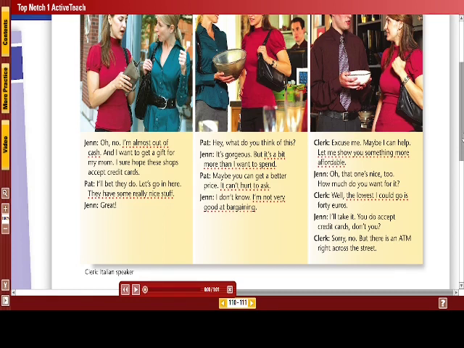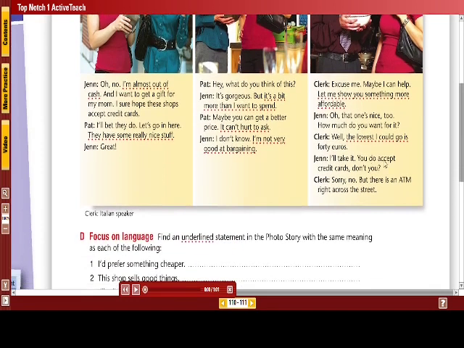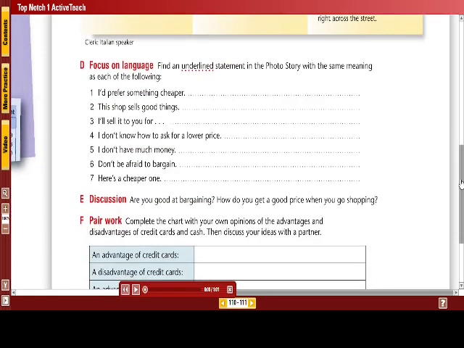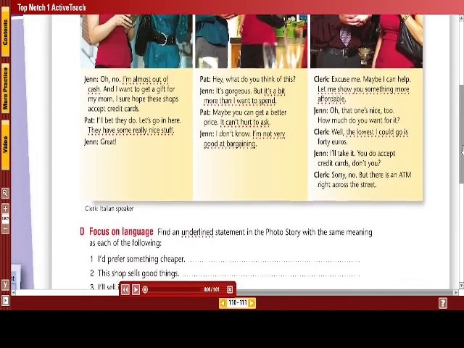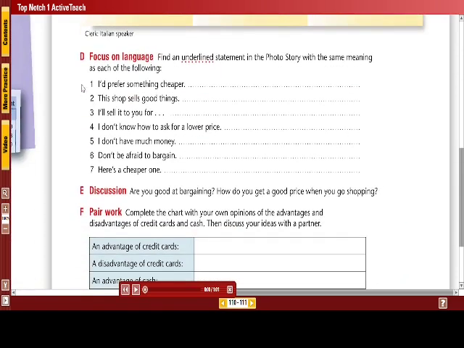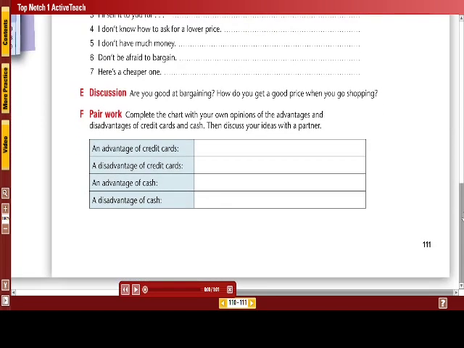Okay, here we have some new structures for us, for example a tag question in here. You do accept credit cards, don't you? So, I'm going to ask you in class, what is the meaning? What did we hear in the text that has the same meaning as I'd prefer something cheaper, for example. This shop sells good things, etc. And finally, we can discuss the advantages and disadvantages of credit cards and cash.